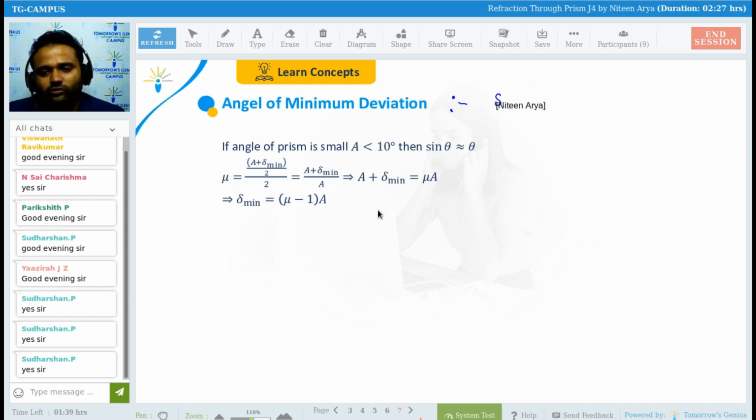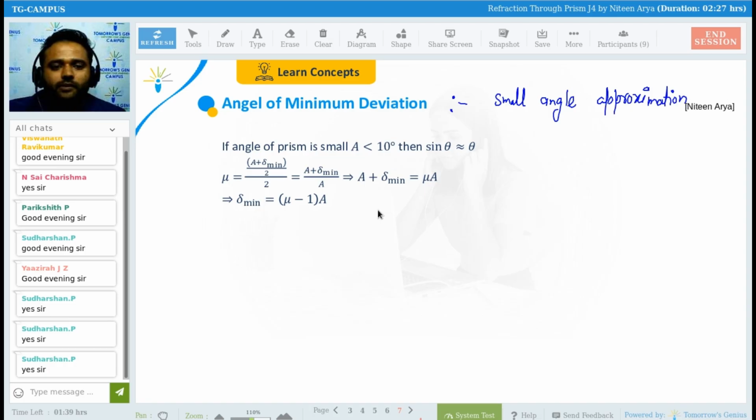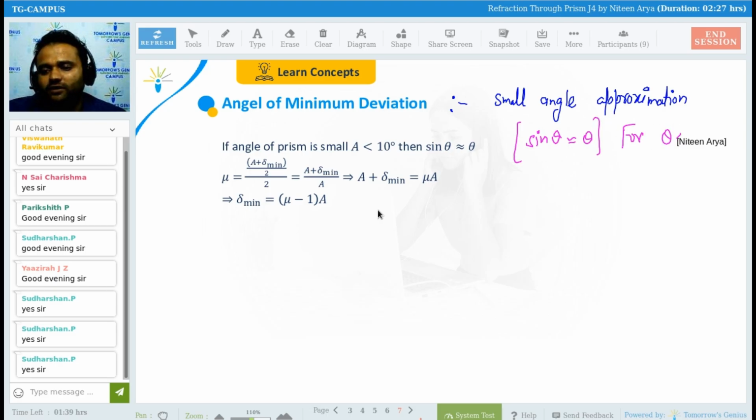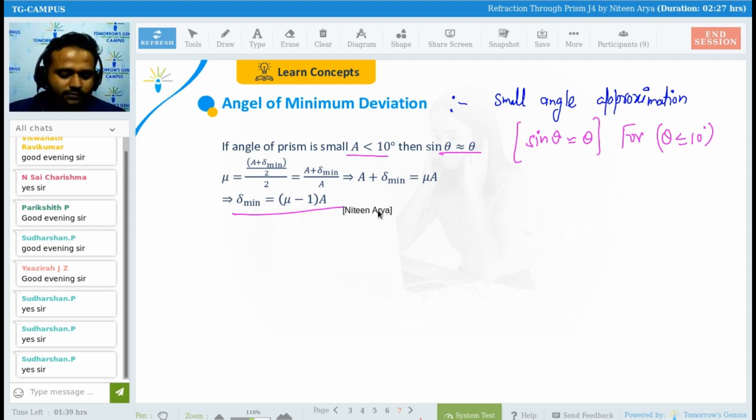So we know there is a small angle approximation property. Many properties you need to use here. Small angle approximation: what is that? Small angle approximation states that sine theta is almost theta for theta equal to or less than 10 degrees. So if the angle of prism A is less than 10 degrees, then sine theta is going to be theta. And in this condition, this is my angle of minimum deviation.